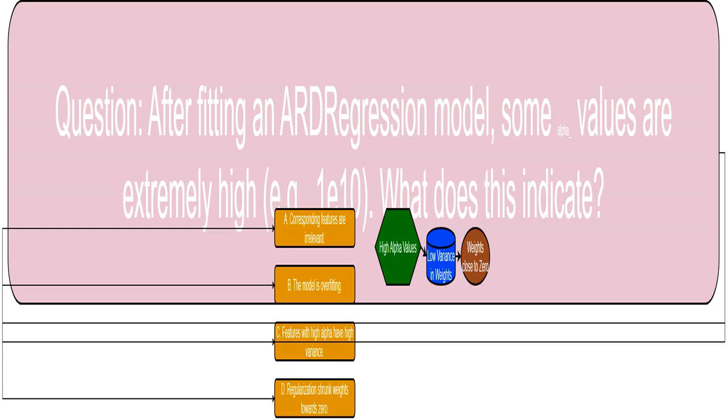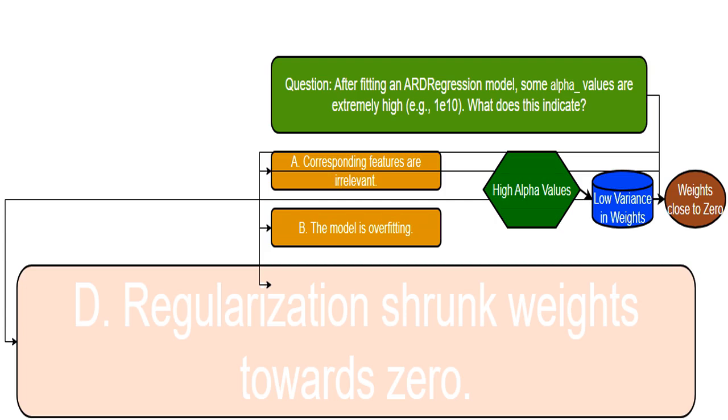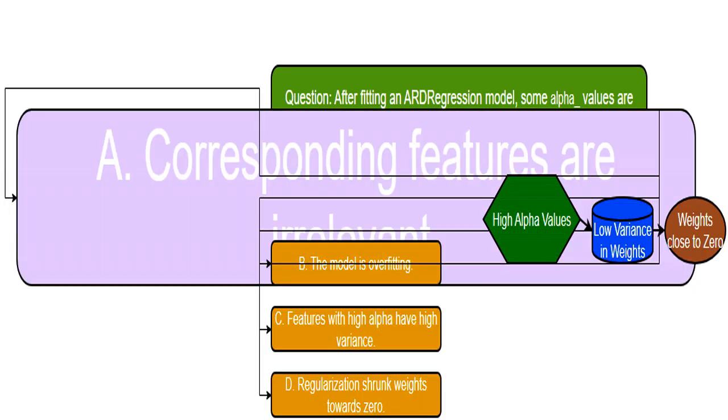The quiz tests my understanding of how to interpret alpha values from Sklearn's ARDRegression. I need to associate high alpha values with certain features, then correctly explain the meaning. This is true. High alpha values result from the regularization in ARD. The regularization pushes weights of less important features towards zero. We successfully removed unnecessary features. This is false.